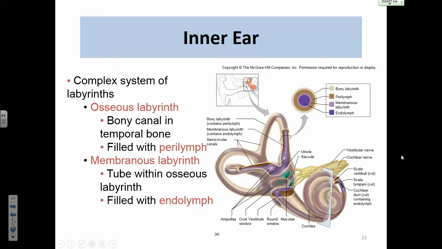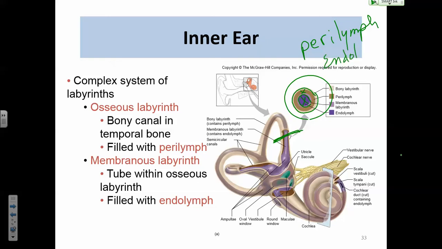If we did a cross section right there, here's what you would see. So this would be the membranous labyrinth. This would be the part of the osseous labyrinth. And the fluid that you see in the brown area outside the membranous labyrinth, that's called the perilymph. And the fluid inside the membranous labyrinth is called the endolymph. So I mentioned to you that there's fluid in the inner ear. There's two fluids: the perilymph and the endolymph.